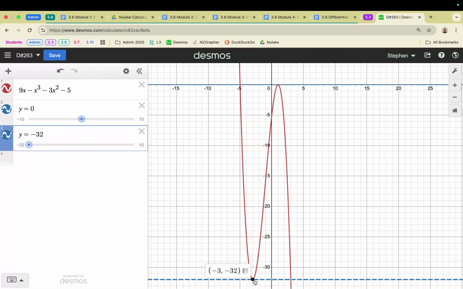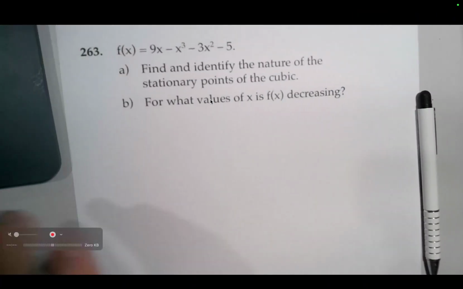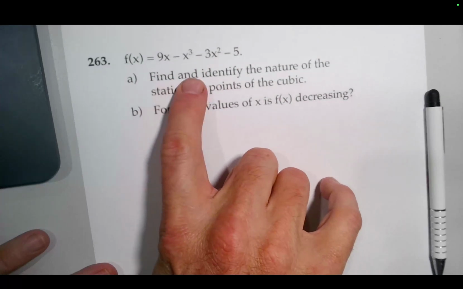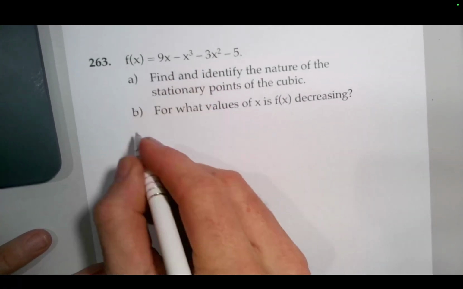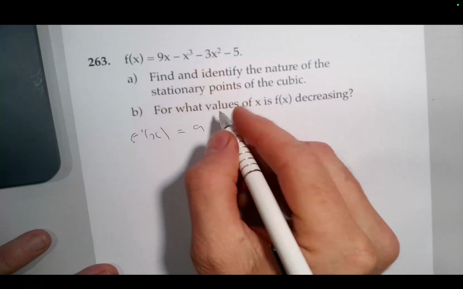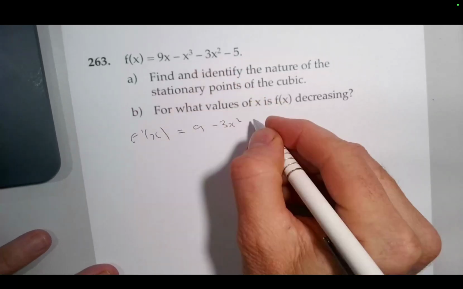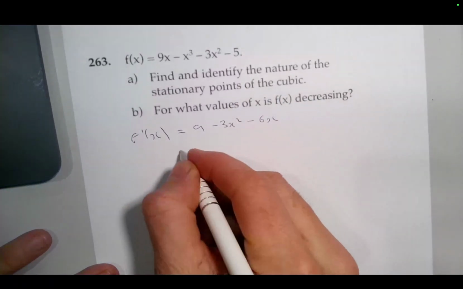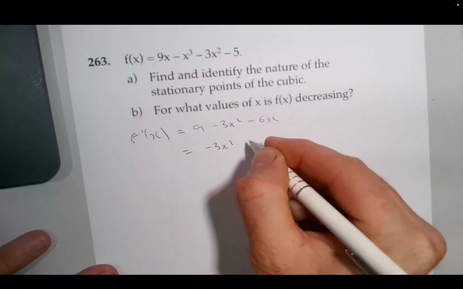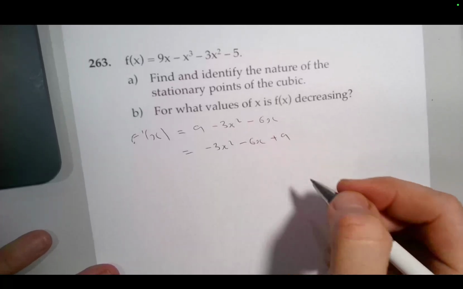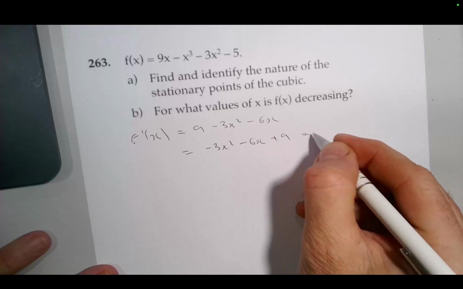So let's just find these points and lock them in. And how do we do that? Let's work it through. The first thing we need to do is literally find the gradient function. So f dashed of x is going to equal 9 minus 3x squared minus 6x. What we're going to do here is make it look a bit nicer: minus 3x squared minus 6x plus 9. We're going to put that equal to 0.